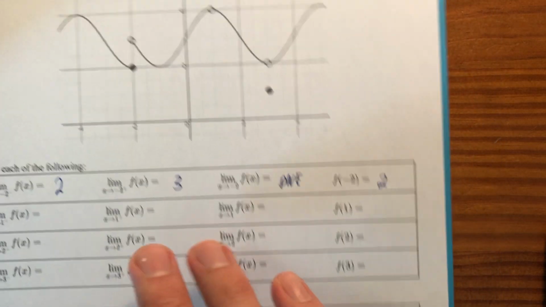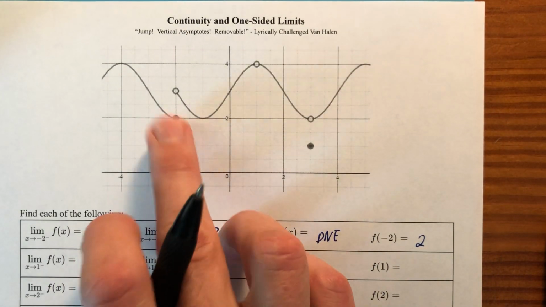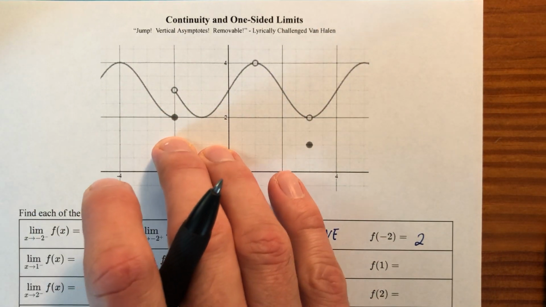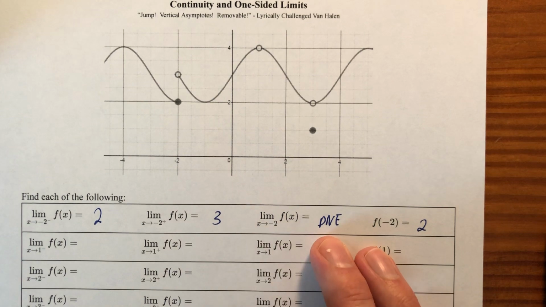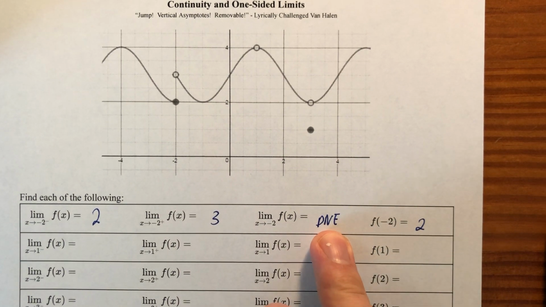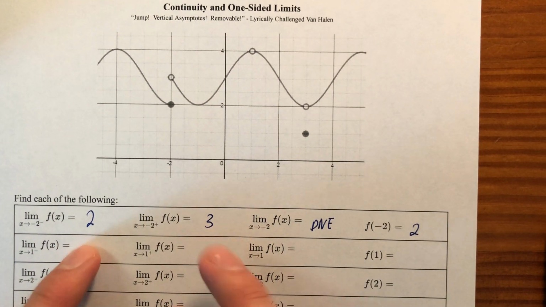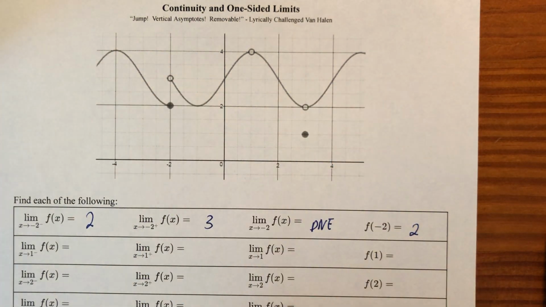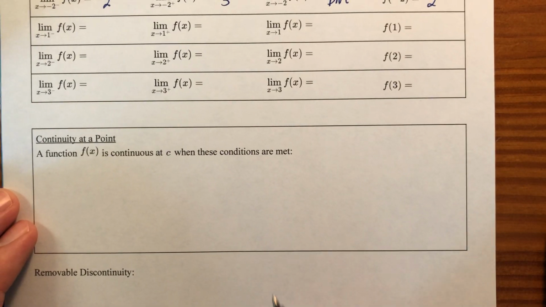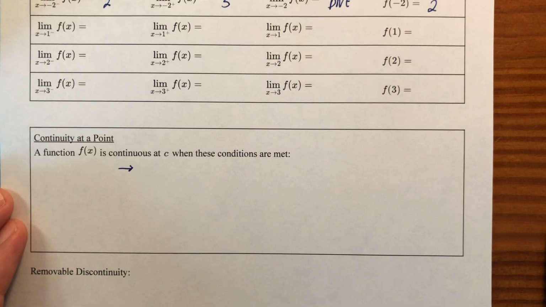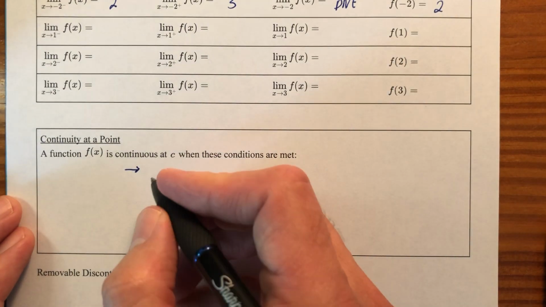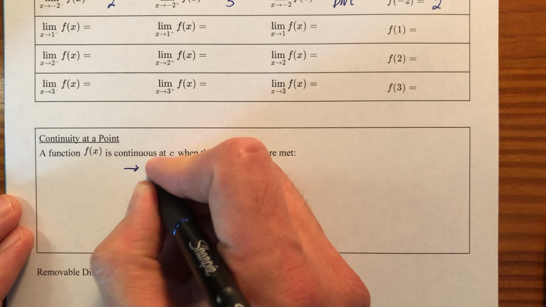Okay? We have a discontinuity at -2 because of some reason. So if we don't have that problem, then we are on our way towards continuity. All right, what was the problem? The limit didn't exist. The limit from the left didn't match the limit from the right. And because of that, we had what we call a jump discontinuity. So a function is continuous when these conditions are met. And condition number 1, in no particular order, is that the limit exists.